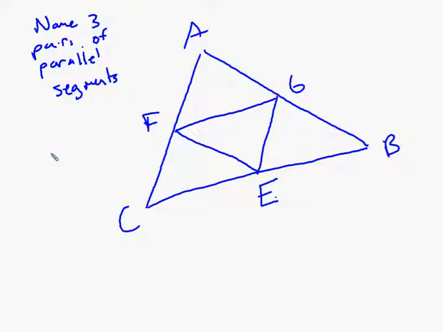Is that a 6 or a G? That's a G. Okay, well, we know we name our vertices with letters, not numbers.